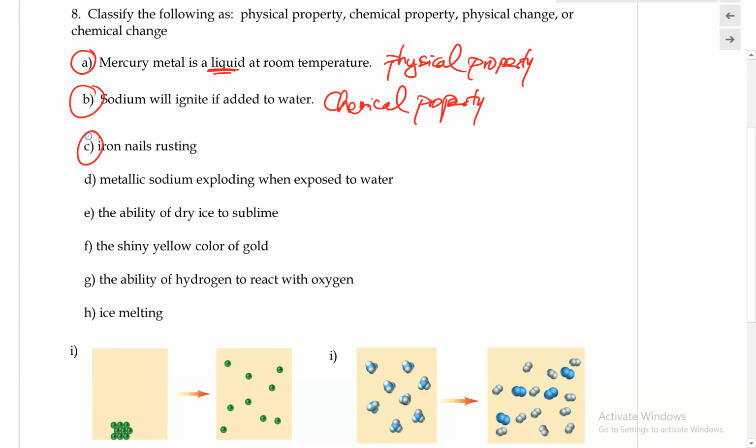And now C, iron nails rusted. So rusted here refers to the fact that it gets combined with oxygen from the air, right? So something is happening to it. And in this case right here, it's not just a physical change that the color of the iron is changing from, let's say, black into like brown, because that's the color of iron rust. But in this case, it is also a chemical change, because iron is now becoming iron oxide in this process.